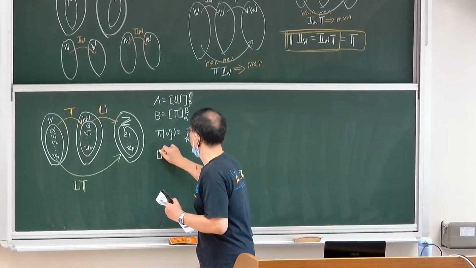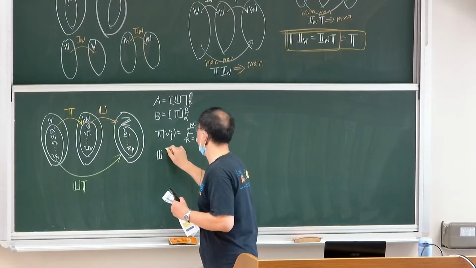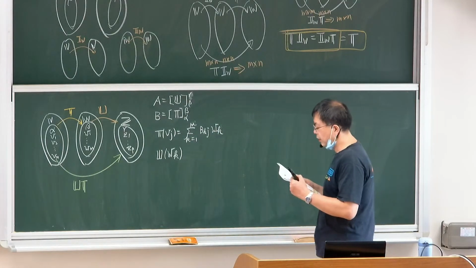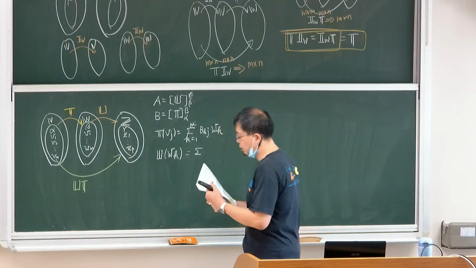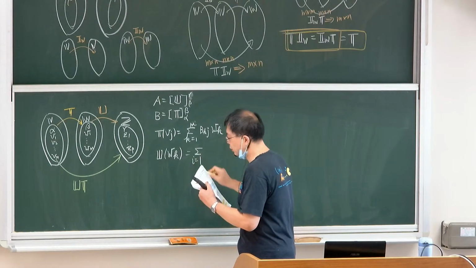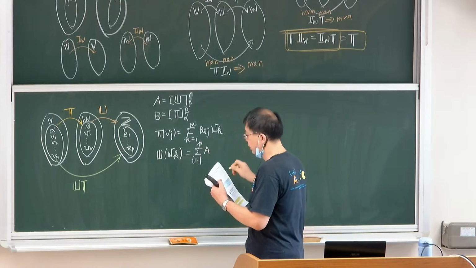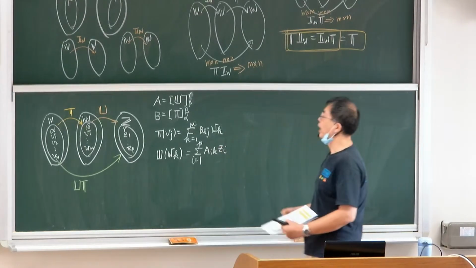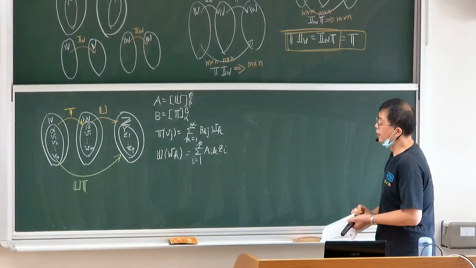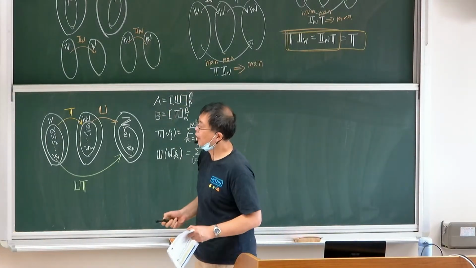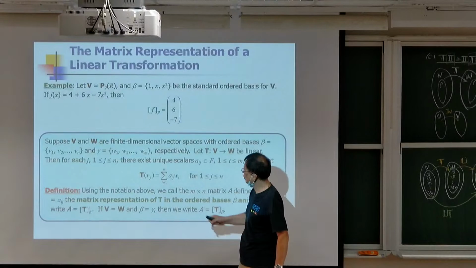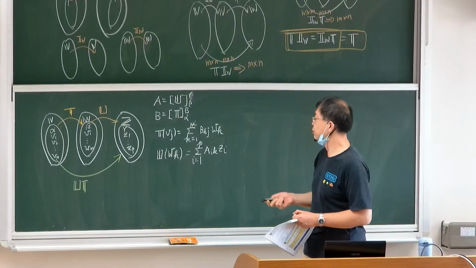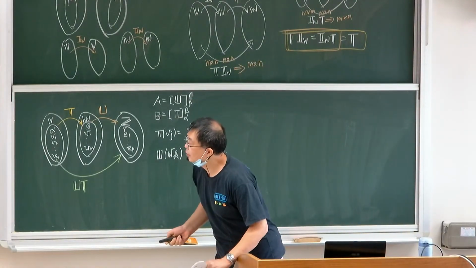And then U, because U transforms vectors from W to Z. So I transform the vectors in the basis. And then it will be equal to summation I equals 1 to P, AIK ZI. So I will rewrite it in this form. Actually, we can find it in page 18. Just change some variables here. Okay, so we get this.